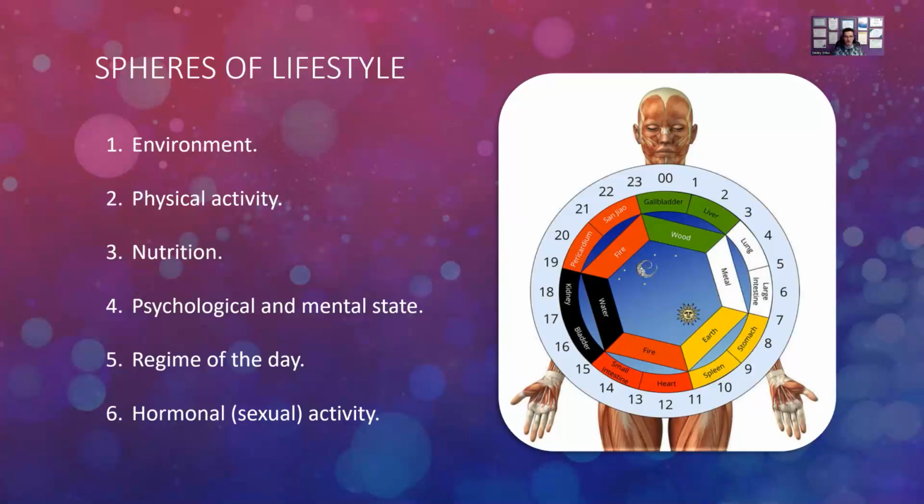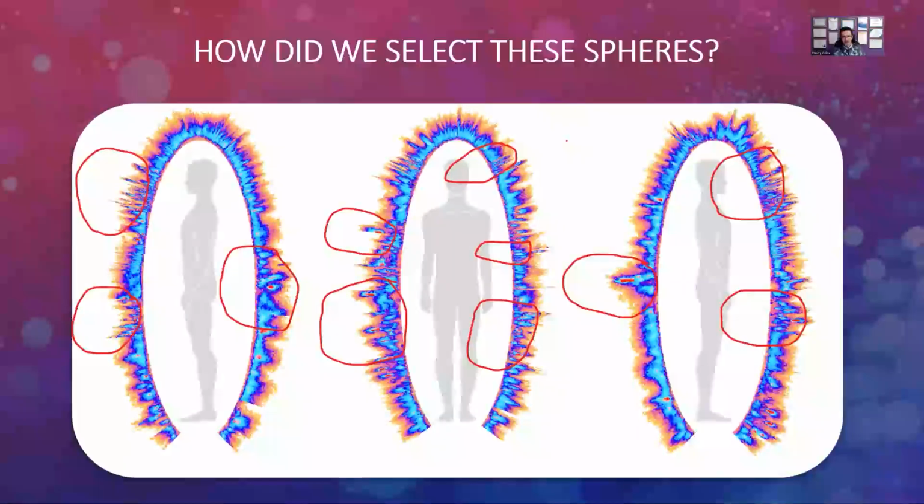Third sphere is nutrition. Fourth is psychological and mental state. Fifth one is the regime of the day or your sleeping regime. And the sixth one is the hormonal sexual activity. Why did we select these 6 spheres? Selection came from practice, so from our empirical knowledge.